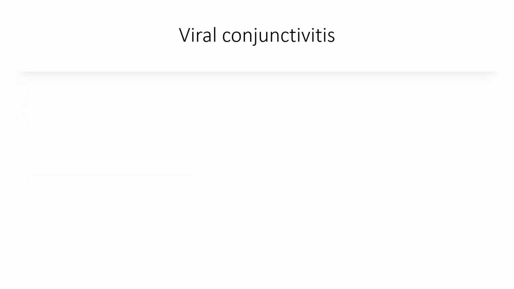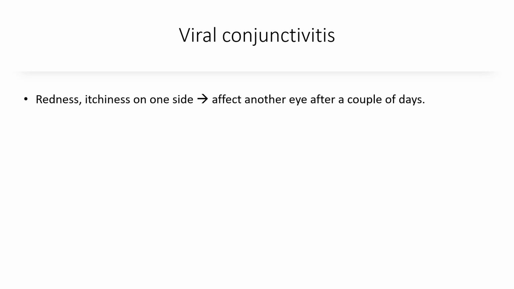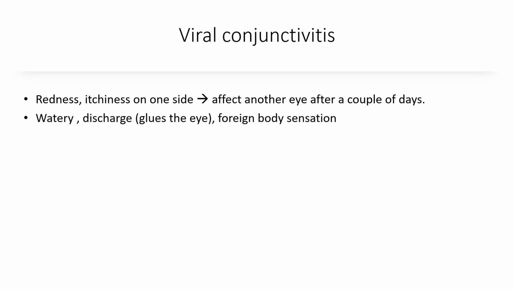Okay, let's talk about viral conjunctivitis. Patient could present with unilateral red eye and could be itchy. It then affects the other eye a couple of days afterward because of cross-infection. There might also be foreign body sensation, having some watery discharge, so much so that some patients will tell you that it glues up their eye when they wake up. If there's photophobia and blurred vision, it could imply corneal involvement and you need to refer them to ophthalmologists.